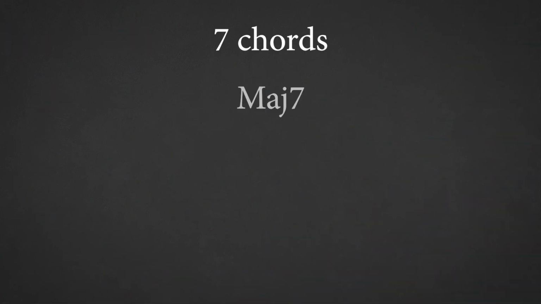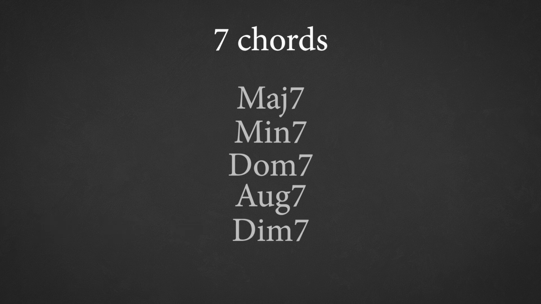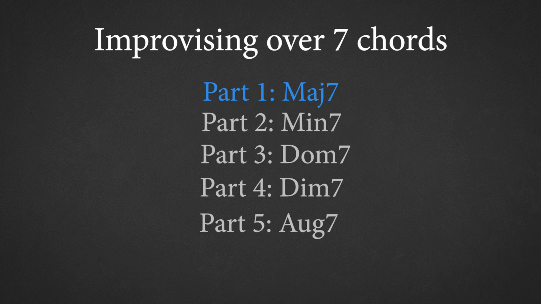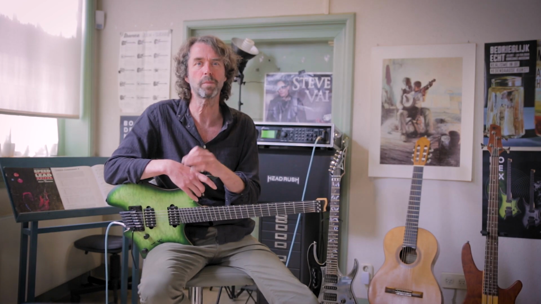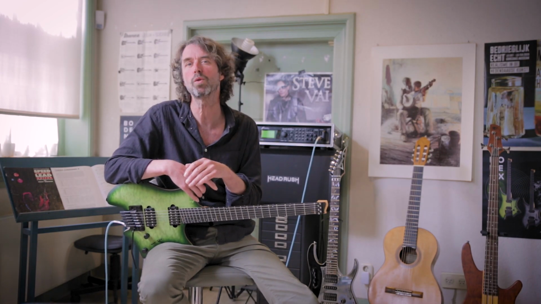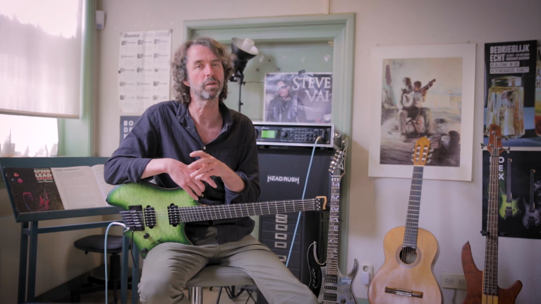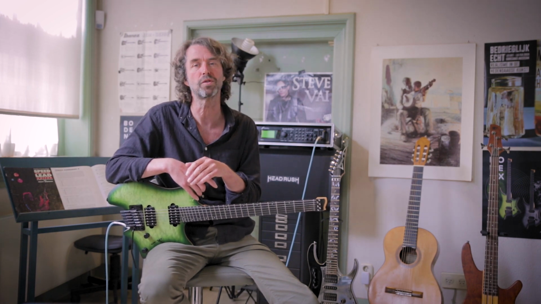I will cover the major 7, the minor 7, the dominant 7, the augmented 7 chords and the diminished 7 chords. In part 1 we have seen how to choose our strategy when improvising over major 7 chords. In part 2 we have covered the minor 7 chord, and in this part 3 we'll explore the possibilities for the dominant 7 chords. Now, this dominant 7 chord is maybe the most interesting chord to improvise over, because it has so many color variations.